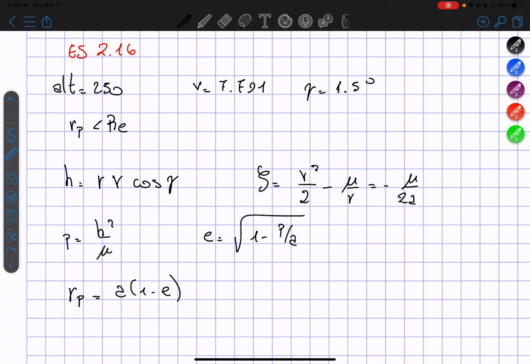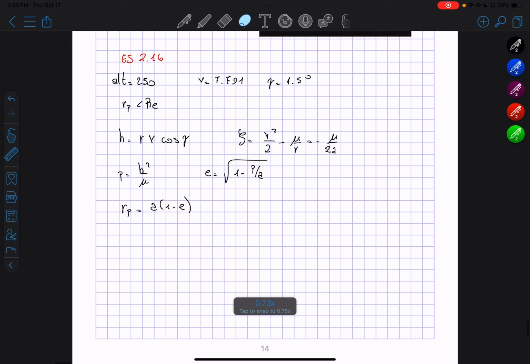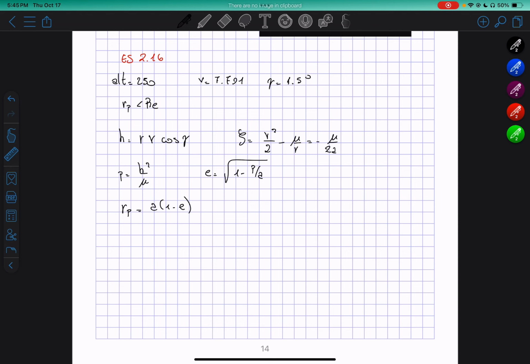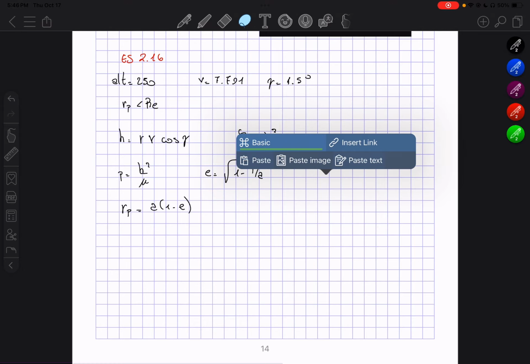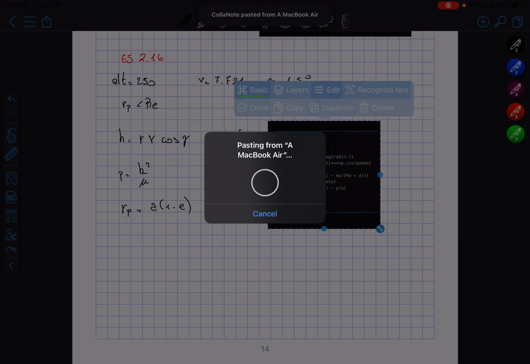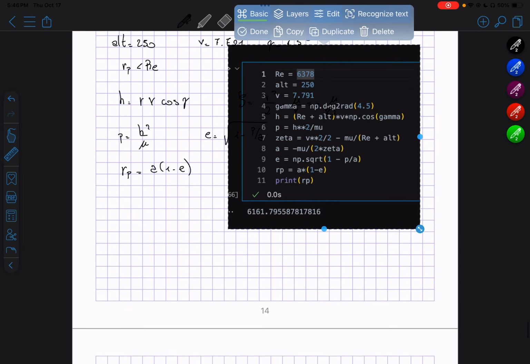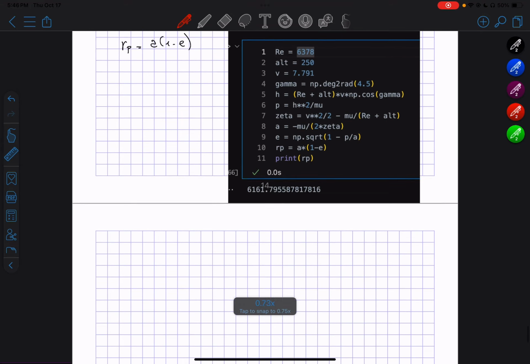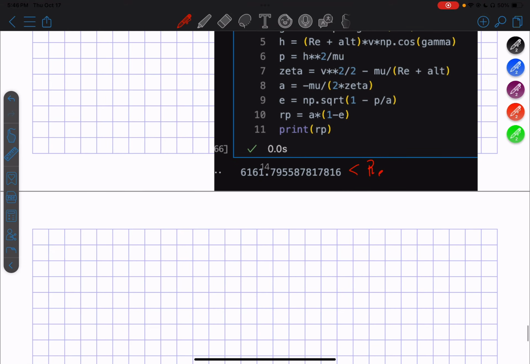Actually, let me take a screenshot of this. Let me copy this, save the clipboard, and now I'm going to paste it here. The value that you're going to see at the end is the radius of perigee, and the radius of the Earth is at the top of the image, which is 6,378. This is clearly less than the radius of the Earth, therefore it's unstable because it's going to hit the Earth at some point.